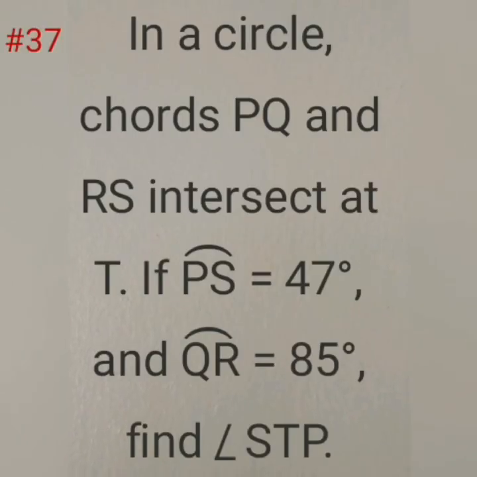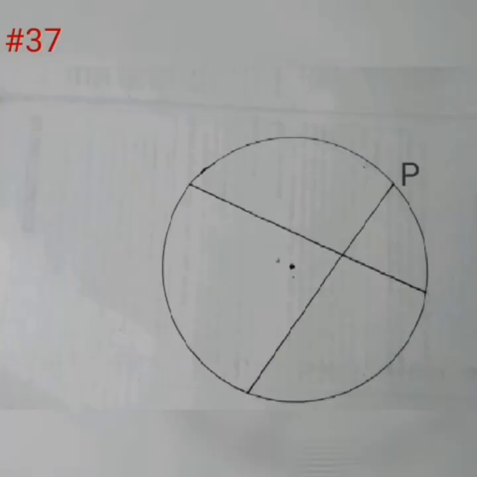In a circle, chords PQ and RS intersect at T. If arc RPS is equal to 47 degrees, and arc RQR is equal to 85 degrees, find angle STP.